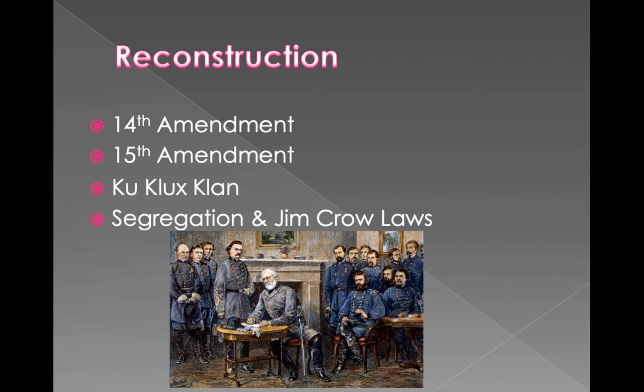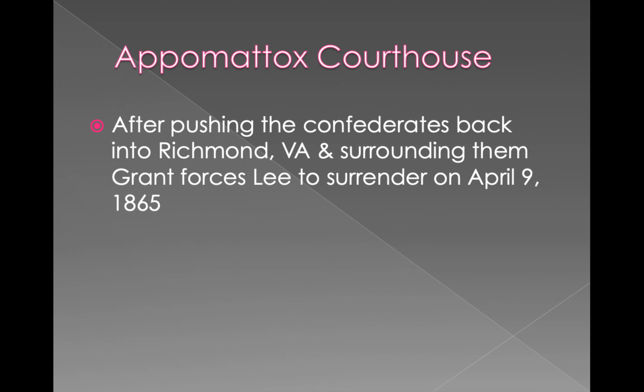All right, so here we go. The question for you is as follows. Where did Robert E. Lee surrender to General Ulysses S. Grant at the end of the Civil War? You got it. Answer is at Appomattox Courthouse.